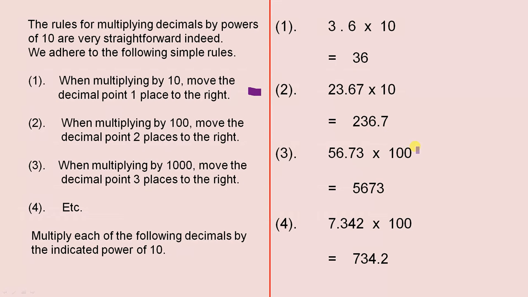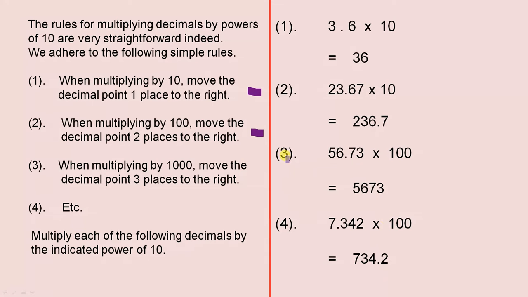236.7. For the next example, we're using this rule because we're multiplying by 100. So we move the decimal point 2 places to the right to give us this answer. Now the decimal point is here to the right of the 3, but it's invisible. You don't actually see it. You don't have to show it.